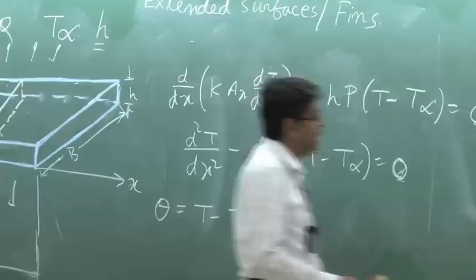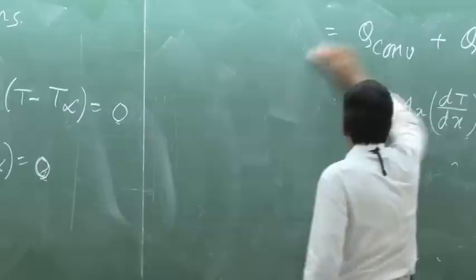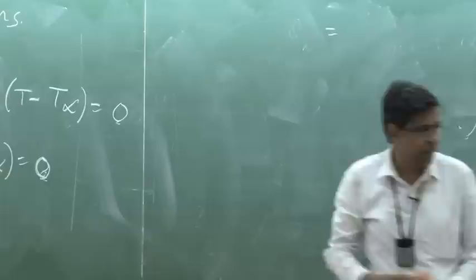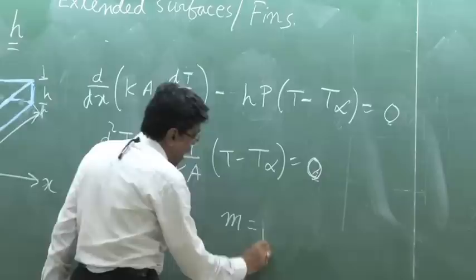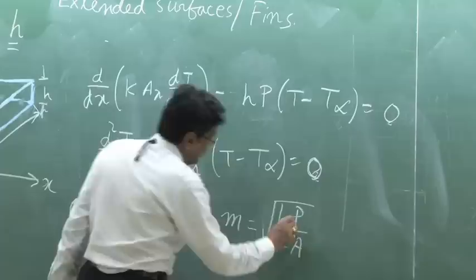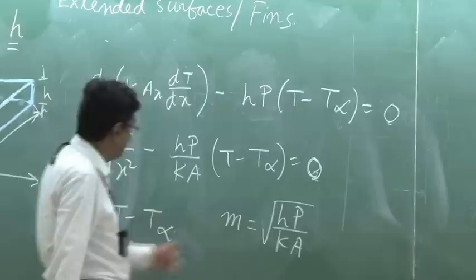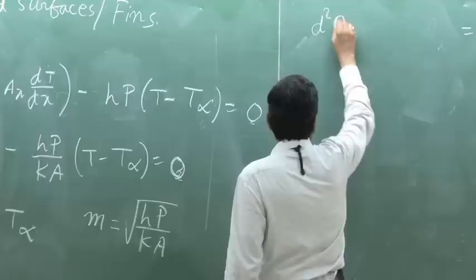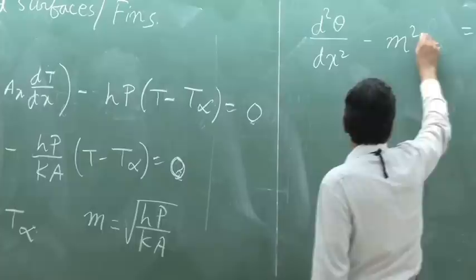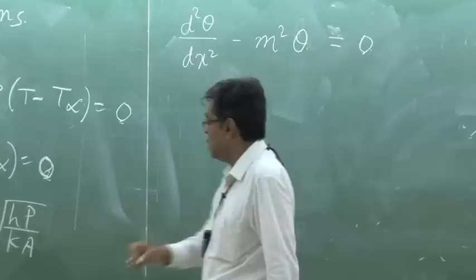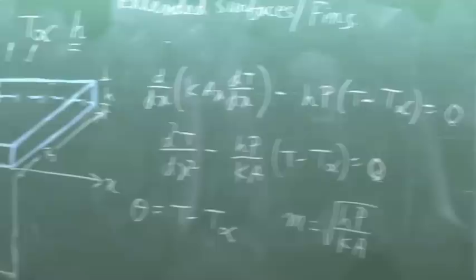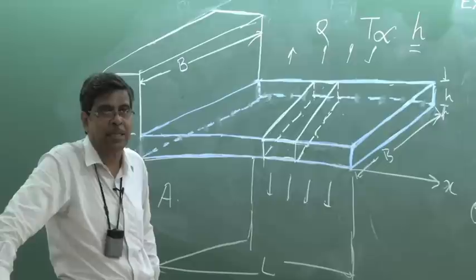That means this looks like a simple school level problem. By defining m as root over hp by kA, m is a parameter which is just defined as root over hp by kA. If you define m as root over hp by kA, then we get the expression d square theta/dx square minus m square theta equal to 0, whose solution is very simple.